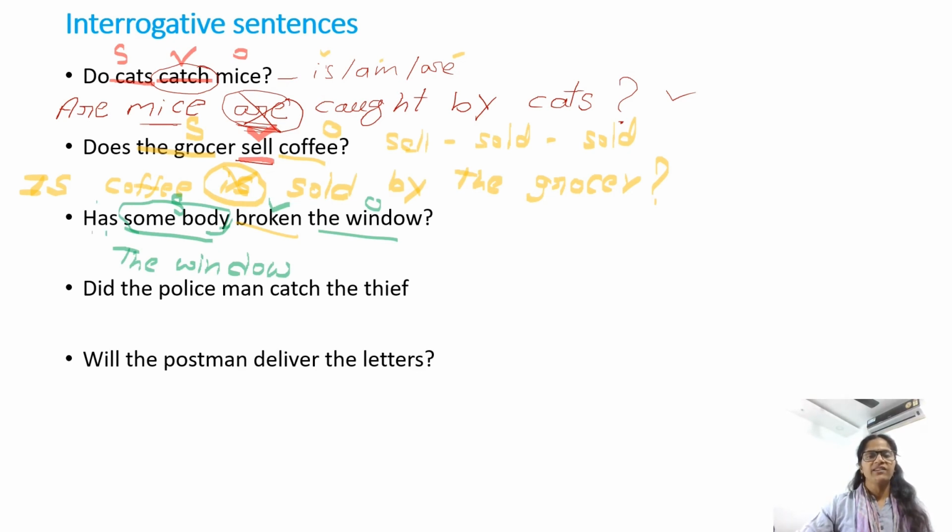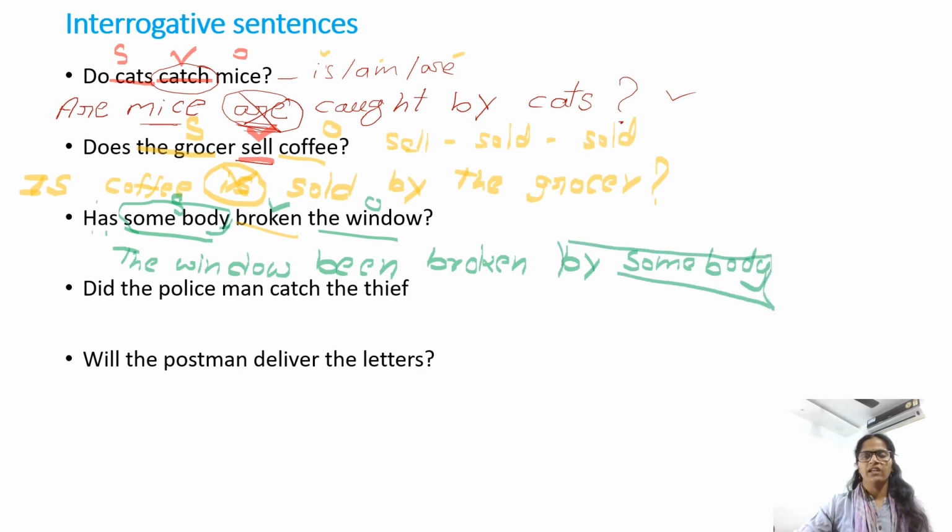So when you have has, which be form do we use? We use been. The window, been. V3 form of break is broken. By preposition, by somebody. This by preposition can be avoided. Unknown, we do not know who did it. So we can avoid the by preposition here. Here has is the helping verb, just write has. Has the window been broken? This is the passive form of has somebody broken the window.